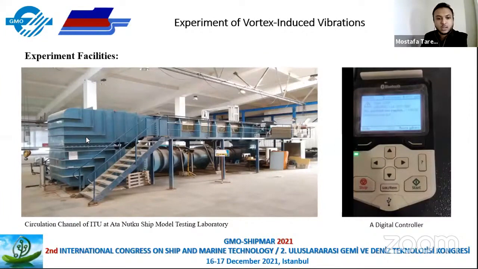We have a propeller here. This propeller allows us to flow water, and the speed of the water varies from 0 to 1.5 meters per second. We have a controller here. We use that controller to control the RPM, or the speed of the flowing water.